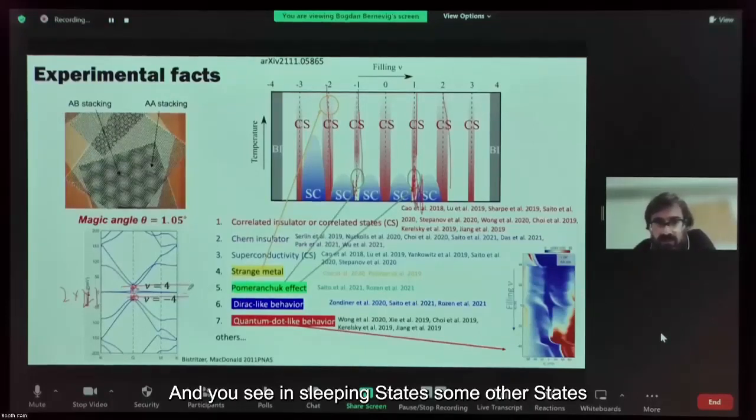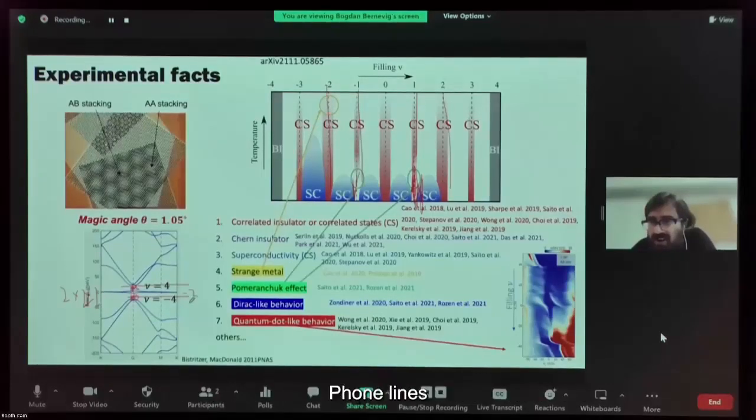So insulating states at -3, which means that your single particle picture broke down, because if I had the single particle picture, anything from filling -4 to 4 would have to be a metal, not an insulator. So it means that these are not single particle states.